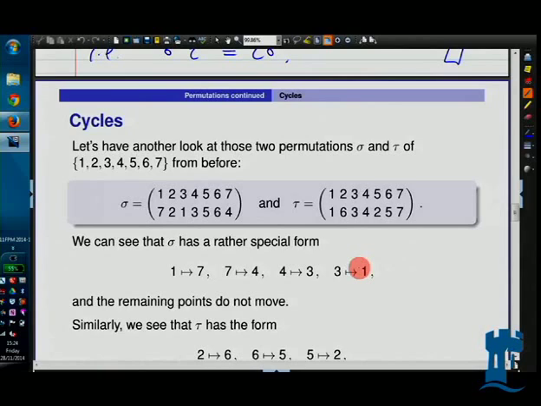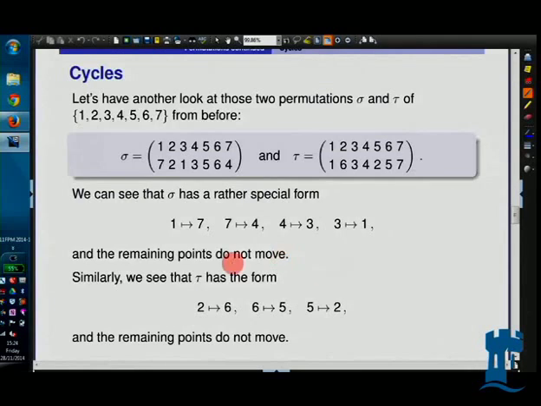If you do that sort of thing, you're said to be a cycle. And tau is also a cycle. Sigma cycled 4 points round. Tau cycled 3 points round. 2 goes to 6, 6 gets sent on to 5, 5 gets sent to 2, and none of the others move. Now, every permutation is made up of a few cycles, we're going to see in a bit. But not every permutation is just a cycle. So these two are special. Sigma is what we call a 4-cycle, because it cycles 4 things. And tau is what we call a 3-cycle, because it cycles 3 things.